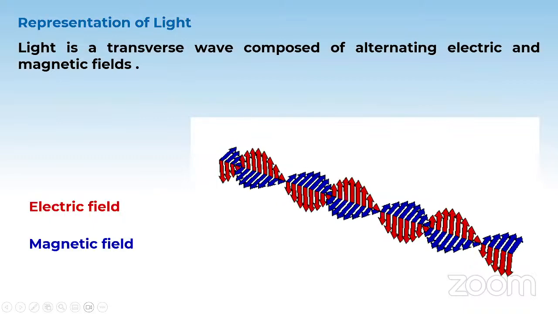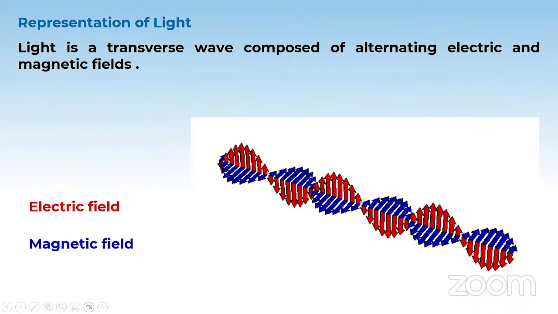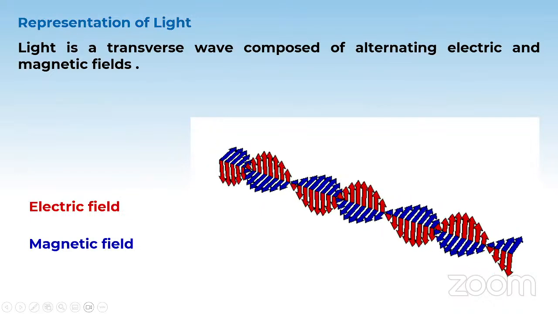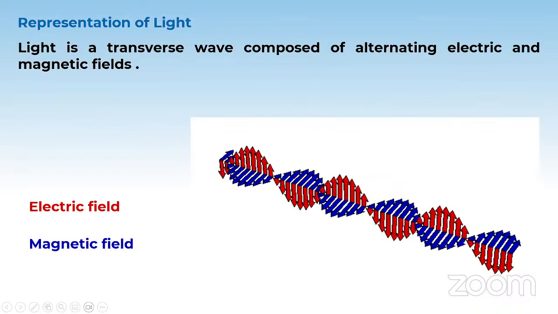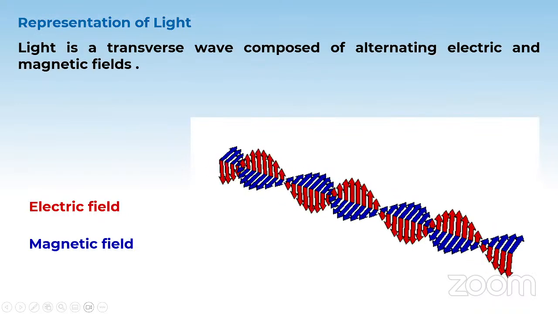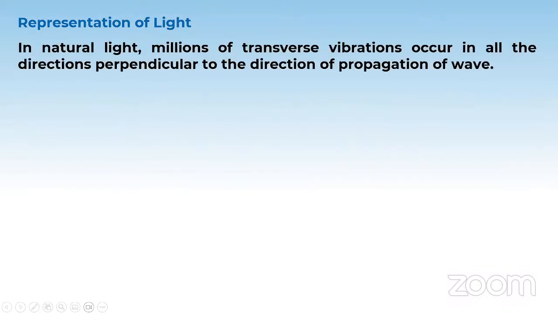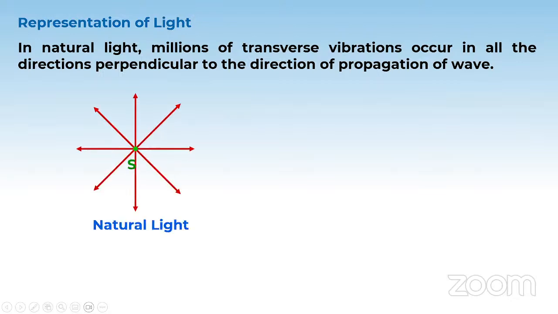Red color denotes the electric field and blue color denotes the magnetic field. One point to be noted here is that these oscillations happen perpendicular to each other. Got it? And at each point of time, the intensity is also varying. In natural light, millions of transverse vibrations occur in all directions perpendicular to the direction of propagation of the wave, and we have seen this through the Huygens principle. In Huygens principle, we saw the point source producing light in each and every direction, like this. This is natural light.